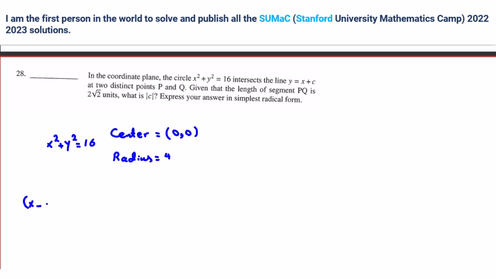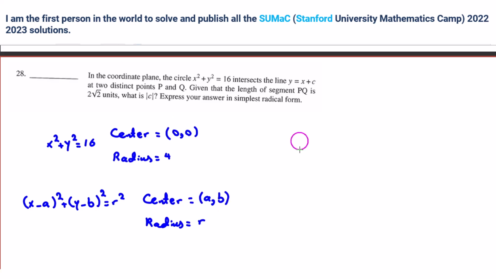Because in general, if you have (x minus a) squared plus (y minus b) squared equals r squared, in the general case here, center is what, radius is what? The center is (a, b). Exactly. And what's the radius? r. Exactly. Okay, so we have a circle with radius 4.